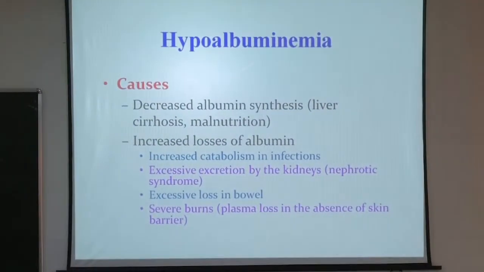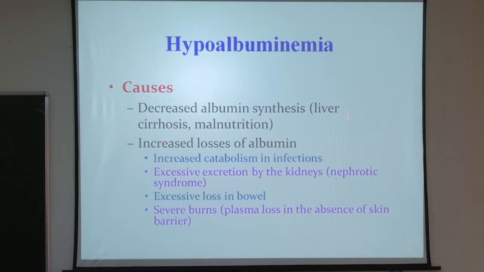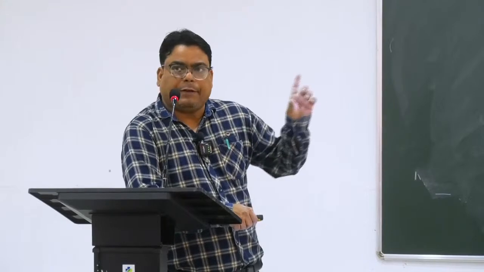So why does this hypoalbuminemia occur? I already told you, it is by improper functioning of the liver, whether in liver cirrhosis, during malnutrition, in protein energy malnutrition, or increased losses of albumin during catabolism and infection. Increased catabolism in infection means when a person has chronic pyrogens, chronic fever, high grade fever, then also there is a loss of albumin. Excessive excretion by the kidney occurs in nephrotic syndrome, and the symptom we call albuminuria. When albumin is present in the urine, it is called albuminuria.